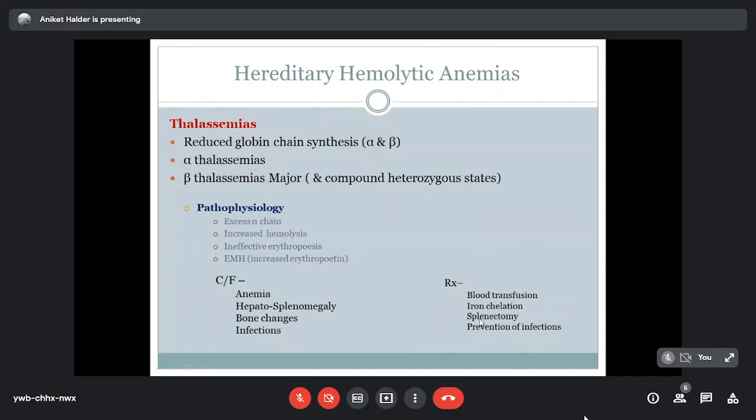The treatment will be blood transfusion, because blood transfusion shuts off the erythropoietin drive and will prevent the extramedullary hematopoiesis, which will decrease the spleen size. And with blood transfusion, iron chelation is very important. Splenectomy in thalassemia, beta thalassemia major, is a relative indication. It's not an absolute indication.